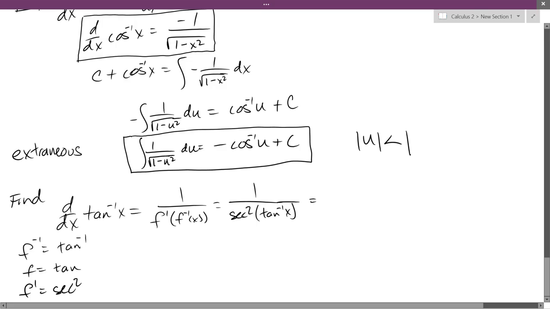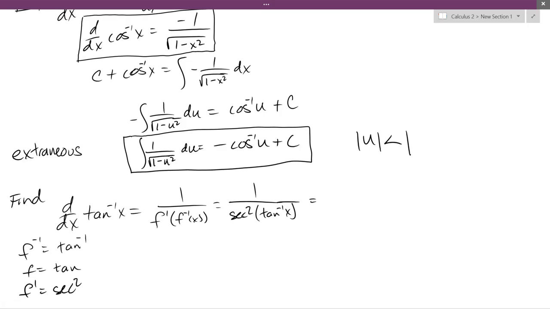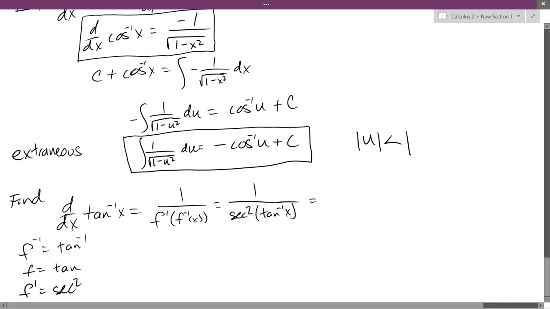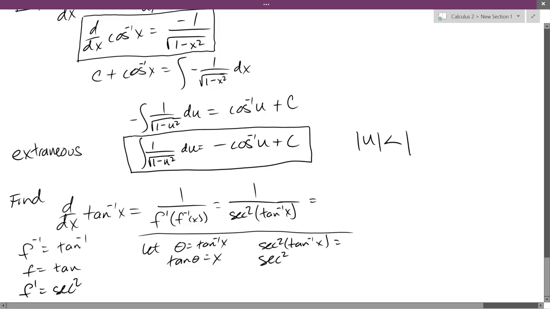Which you can write, let's see. I always go the triangle geometry route. Let's go algebra route this time and switch it up. So I usually draw out a triangle to simplify my trig. So we're going to let, just looking at the tangent inverse x, let theta equal tan inverse x. So tan theta equals x. Rewriting secant squared, so we're going to do all of our simplifications right in this area. So now secant squared of tan inverse x is secant squared theta.